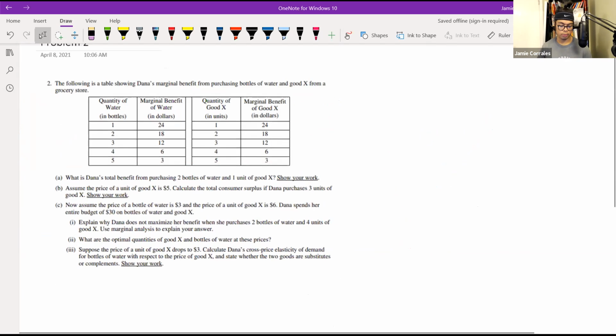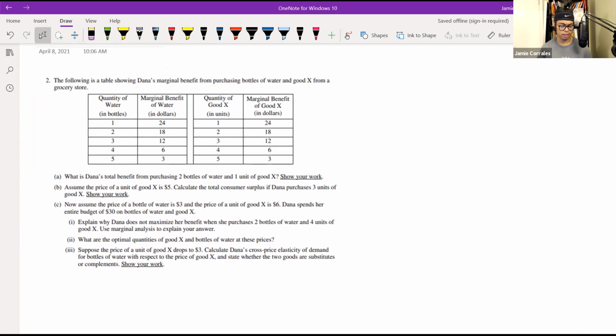Question two, we've done this question a few times, I think. We've done variations of it. The following table shows Dana's marginal benefit of purchasing water bottles and good X. What is Dana's total benefit from purchasing 2 bottles of water and one unit of good X?